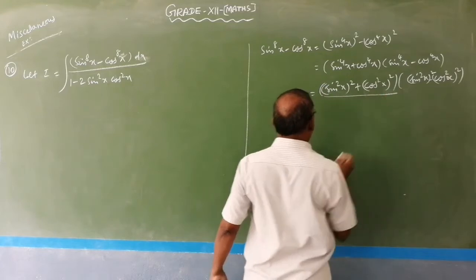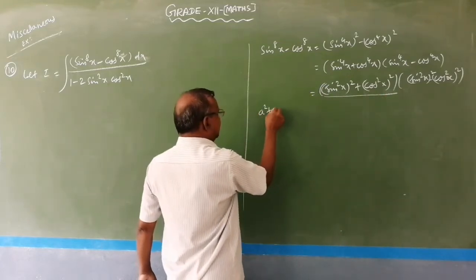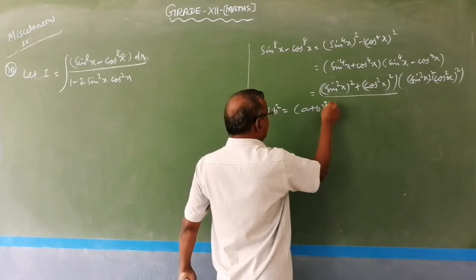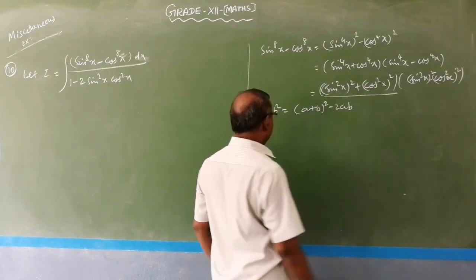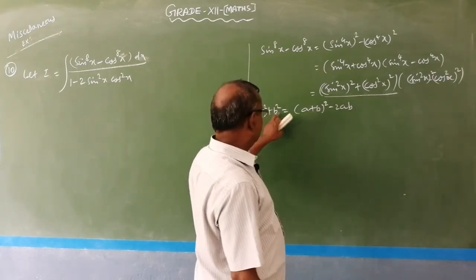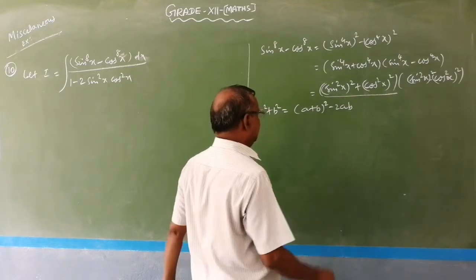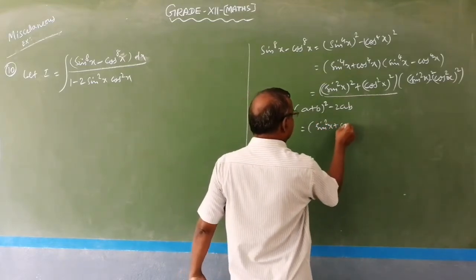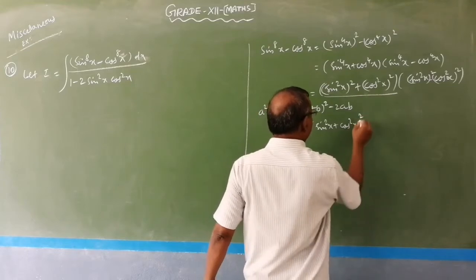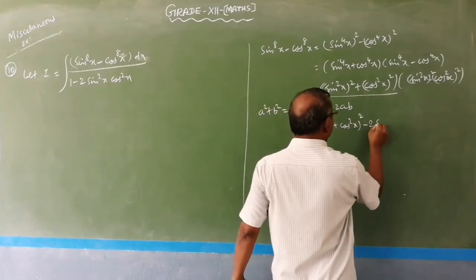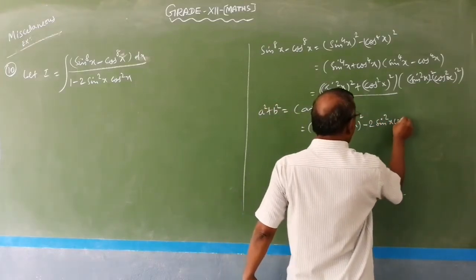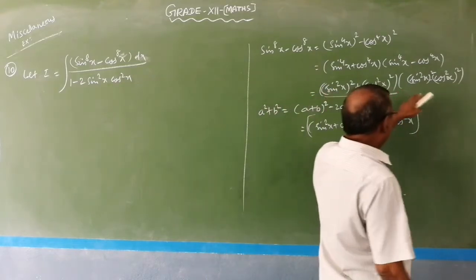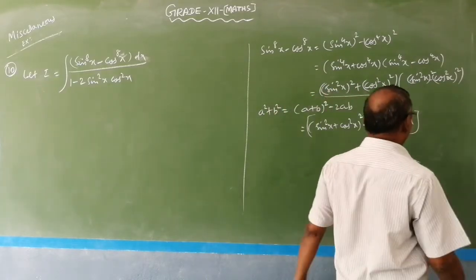Here we can apply one formula, that is a square plus b square equal to a plus b the whole square minus 2ab, because a plus b the whole square equal to a square plus b square plus 2ab. So, bring the plus 2ab there. So, it is sin square x plus cos square x the whole square minus 2 sin square x cos square x.